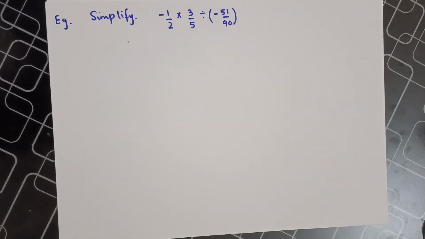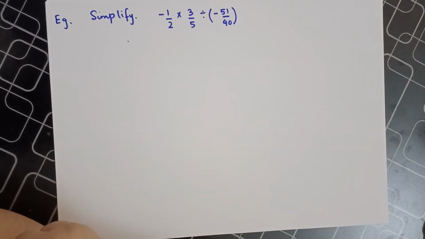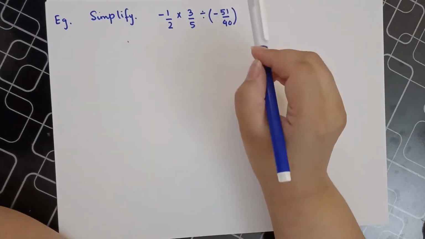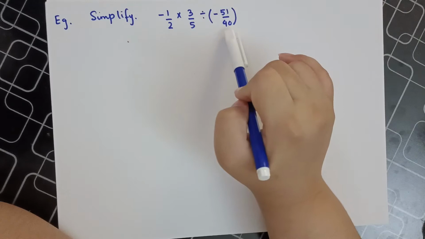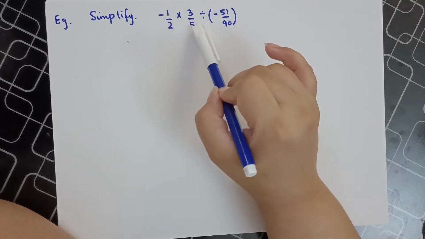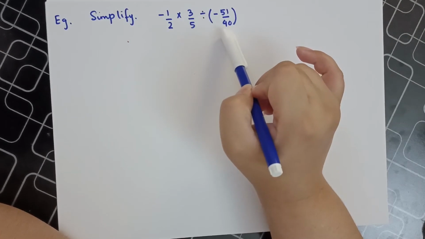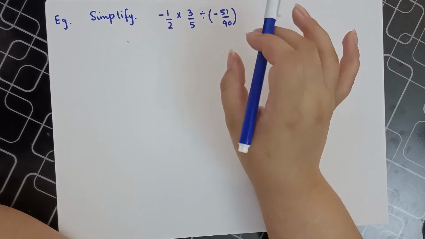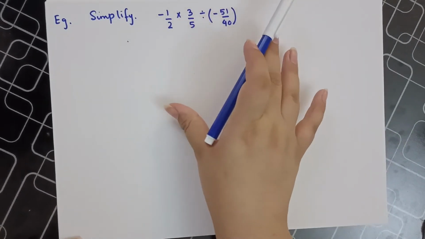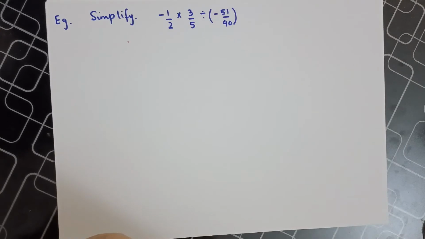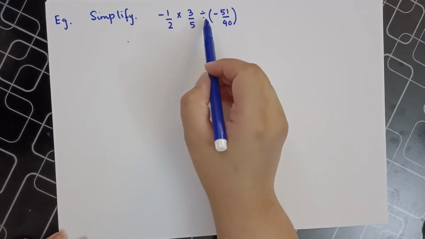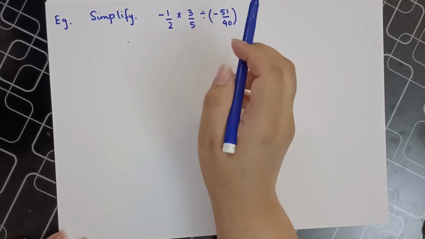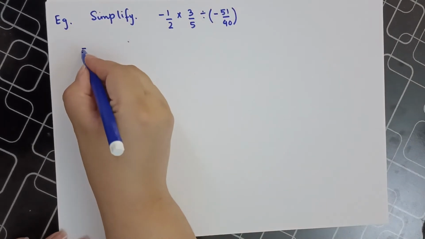Alright, now let's have a look at this example, which is simplify minus 1 upon 2 multiplied by 3 upon 5 divided by minus 51 upon 40. Okay, so here you can see that we have a multiplication between fractions and a division between fractions as well. So this is a bigger example. It will help you to understand these things better. Now, in the first step, you are going to change the division sign into multiplication. So how are you going to do it?